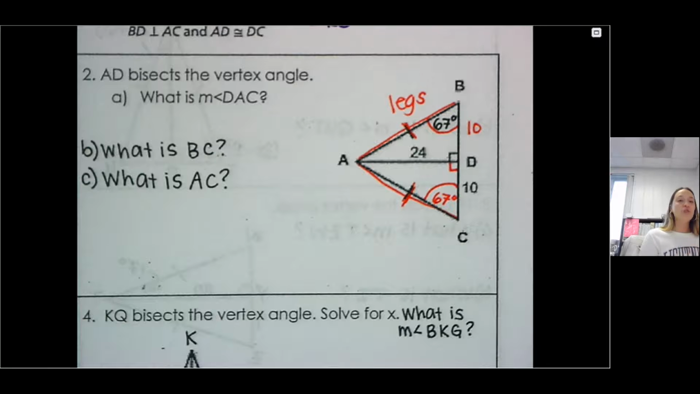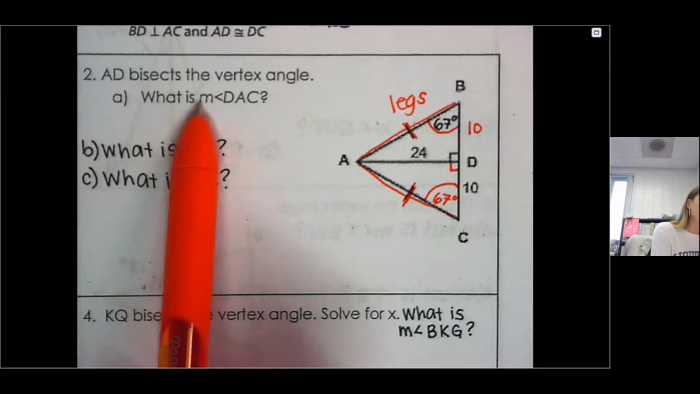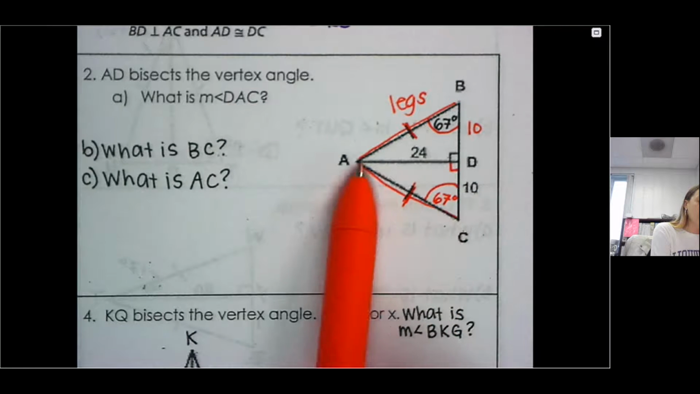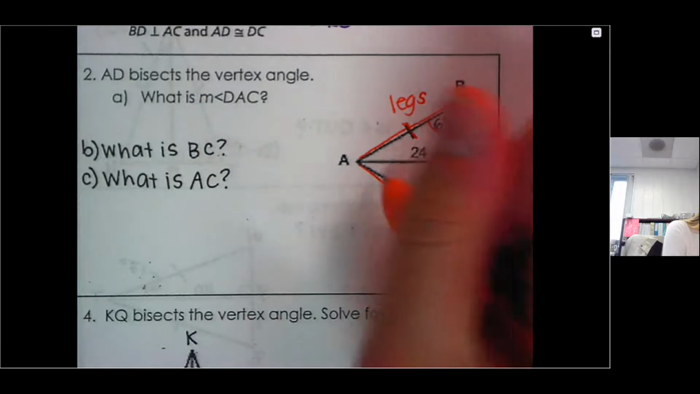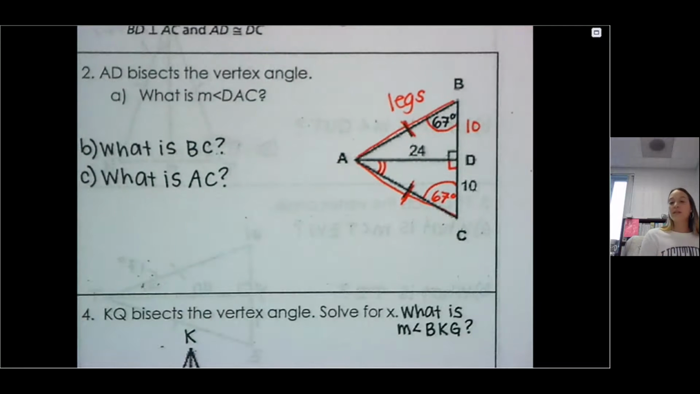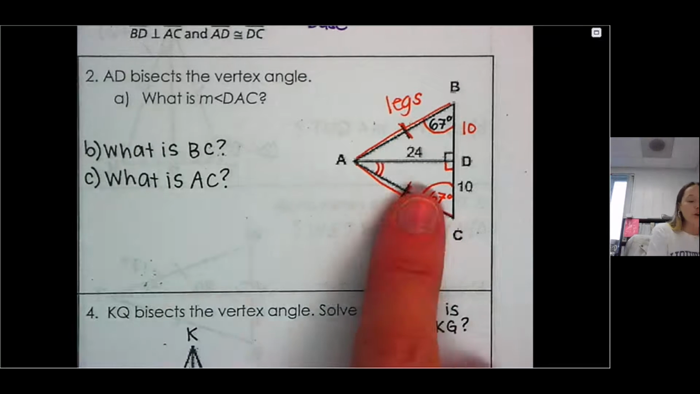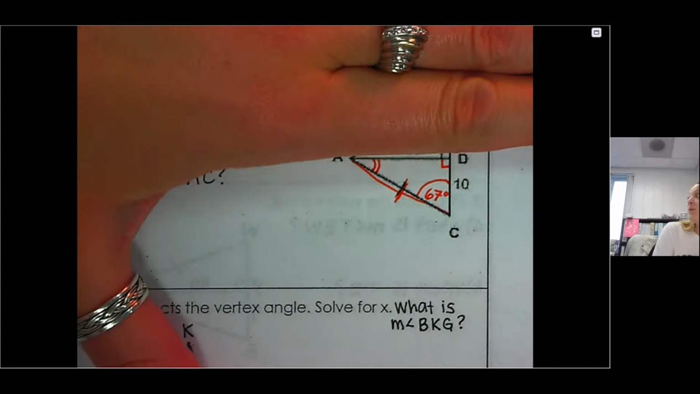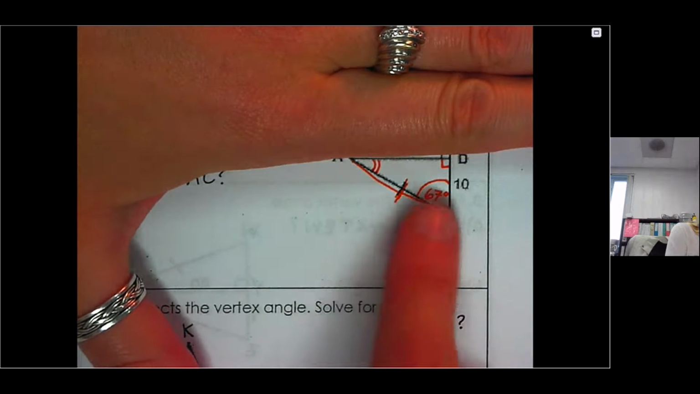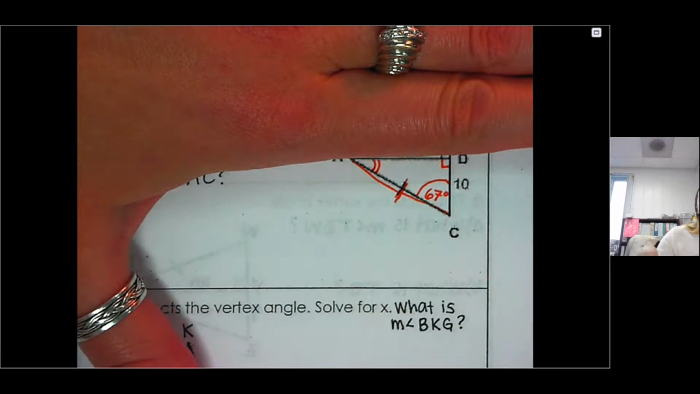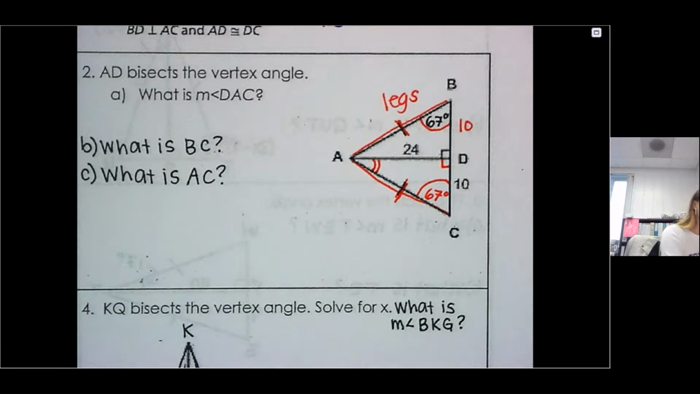So first question says, what is the measure of angle DAC? DAC. So that means I want to know what this small little piece right here is. How am I going to figure out that angle? Chelsea, what do you think? Beautiful. So if we focus just on this bottom triangle here, just like what we did the first time around, we know that you already have a 90 and a 67. So we got to take those, add them, and subtract them from 180, and that will give me what is left over. So let's do that.